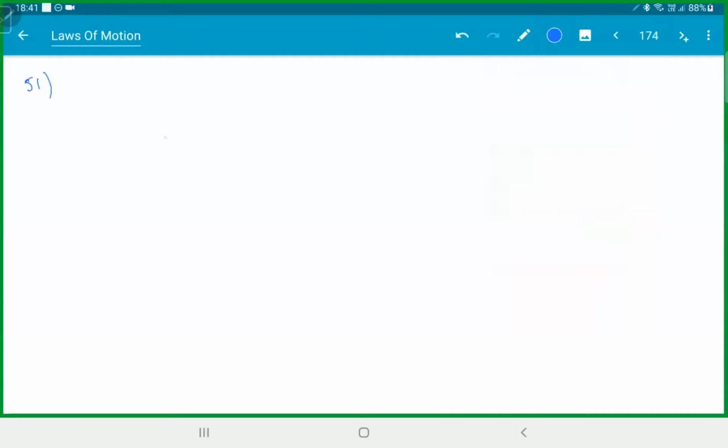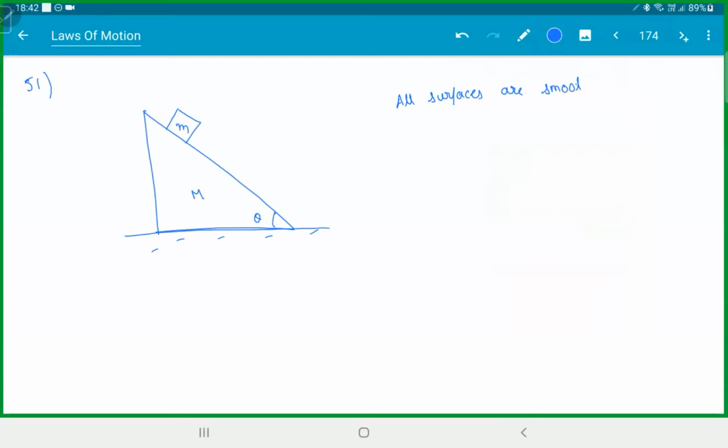The last one in laws of motion. Let's say we have a wedge of mass M, a small block of mass m, and this angle is theta, and all surfaces are smooth. Find the acceleration of the wedge and the block. You can find one, you'll get the other automatically.